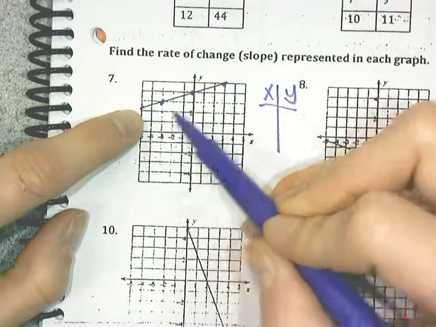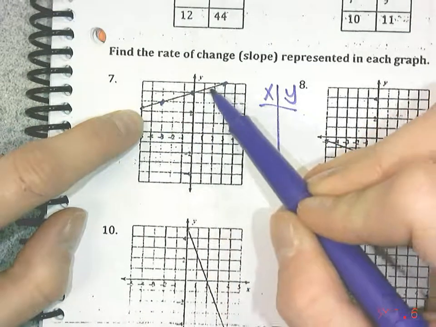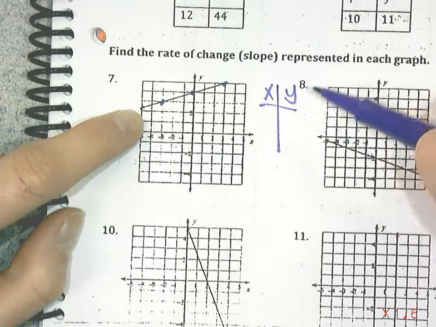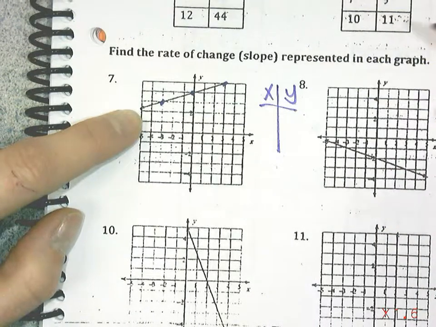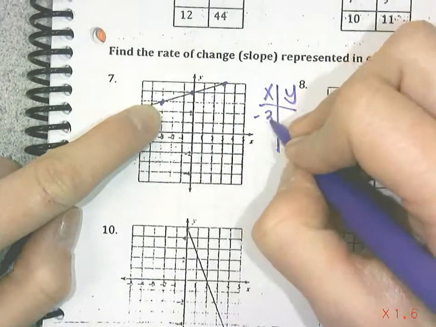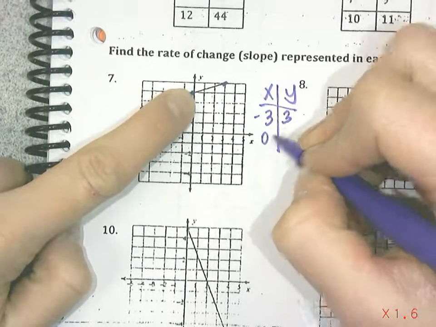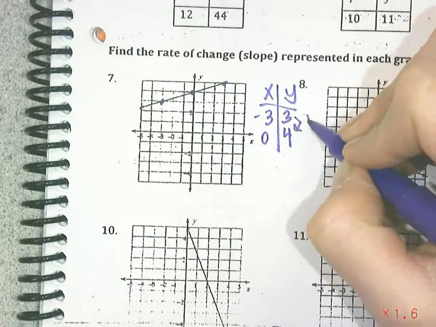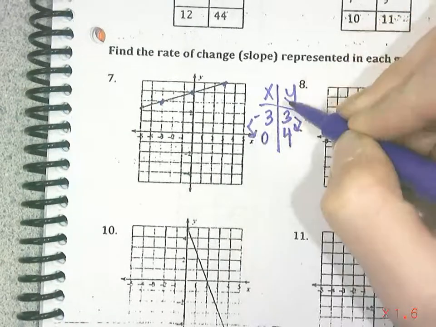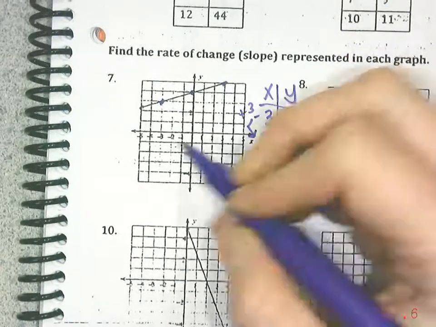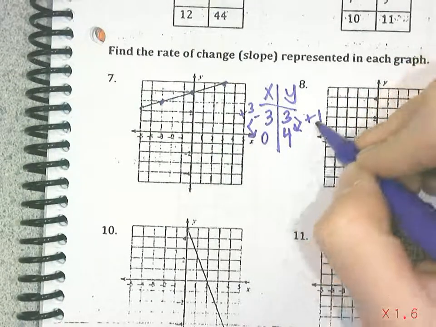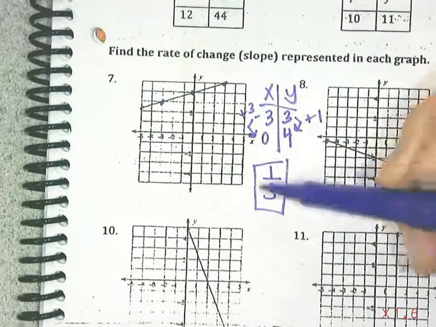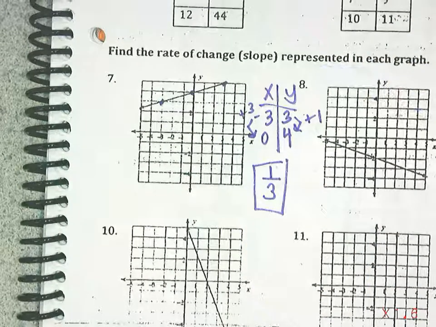Now, I have three spots where my line touches the corner of boxes, and that will give us nice whole numbers for our ordered pairs. Just pick 2 of them. It doesn't matter which 2. So this ordered pair is at -3, 3, and this ordered pair is at 0, 4. Then we do exactly what we've done before. How do we go from 3 to 4? We add 1. How do we go from -3 to 0? We add 3. My slope for this is going to be my change of y over my change of x, which is 1 over 3. It's positive. I already have a positive graph, so I don't need to graph it again.